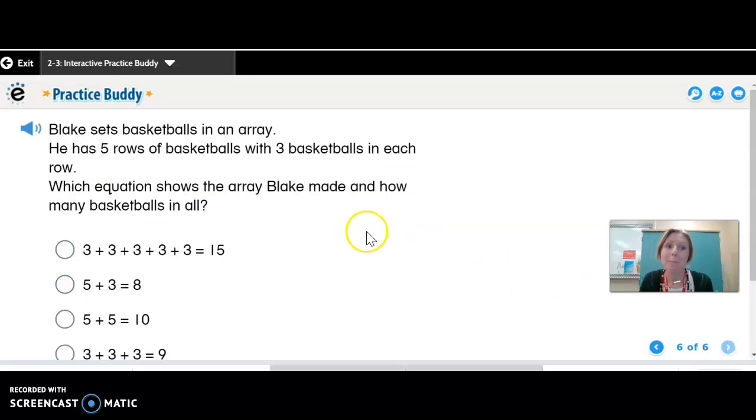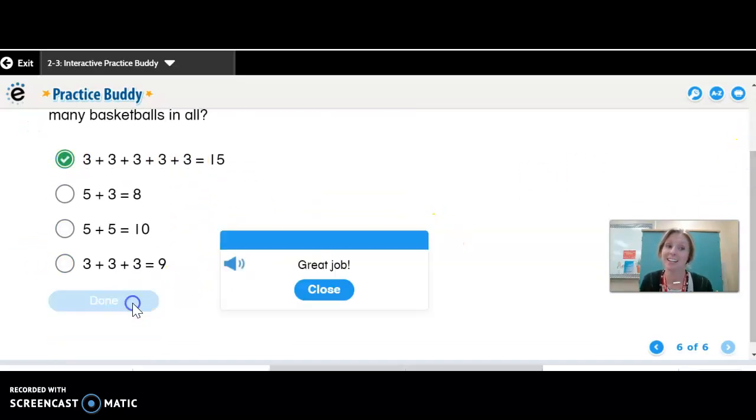Last one, let's try it out. Blake sets basketballs in an array. He has 5 rows of basketballs with 3 basketballs in each row. Okay, so which equation shows the array that he made and how many in all? If you have your scratch paper and your pencil, you can draw a picture of this. Draw some circles, basketballs. So we know he has 5 rows of 3 basketballs. What's this first one? How many threes? 1, 2, 3, 4, 5 rows of 3 basketballs. That looks like a really great choice. Let's give it a go.